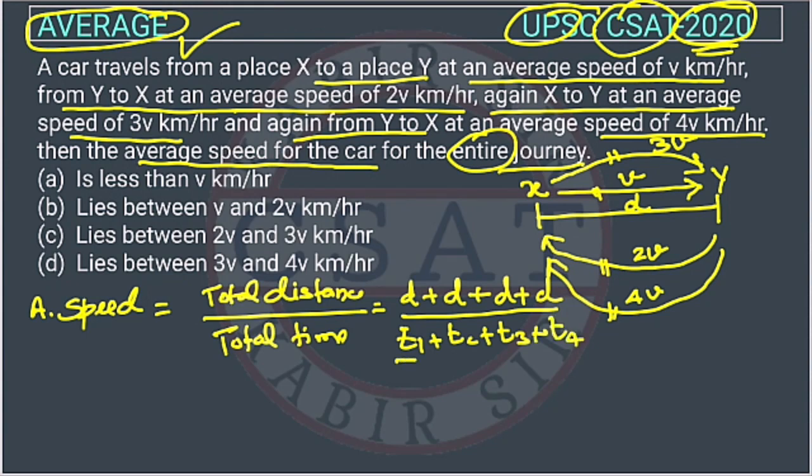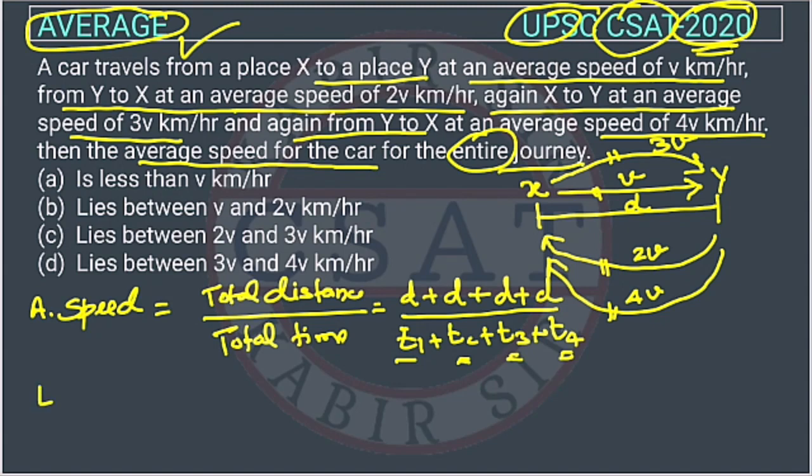See, the time will change. Why will the time change? Because suppose you are going from one place to another at a speed of 20 kilometer, 30 kilometer, 40 kilometer per hour. So the time will change, but the distance will remain the same.